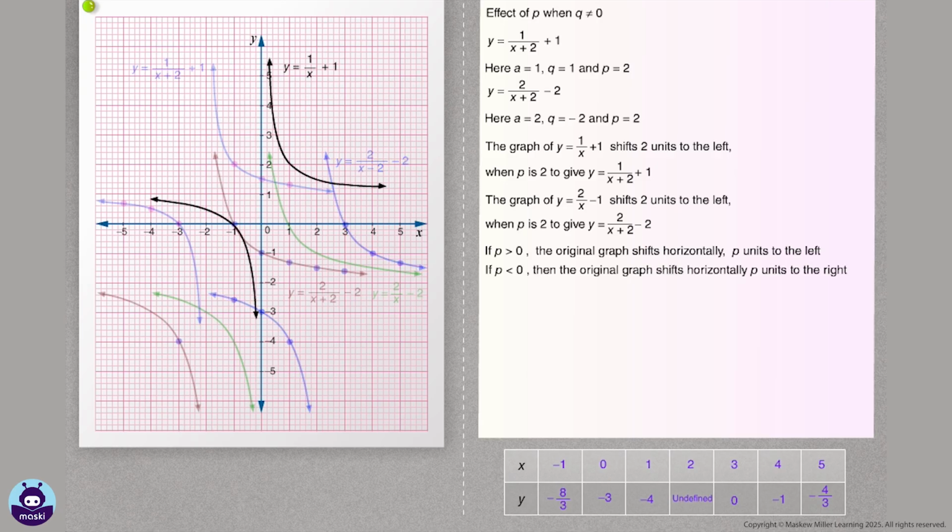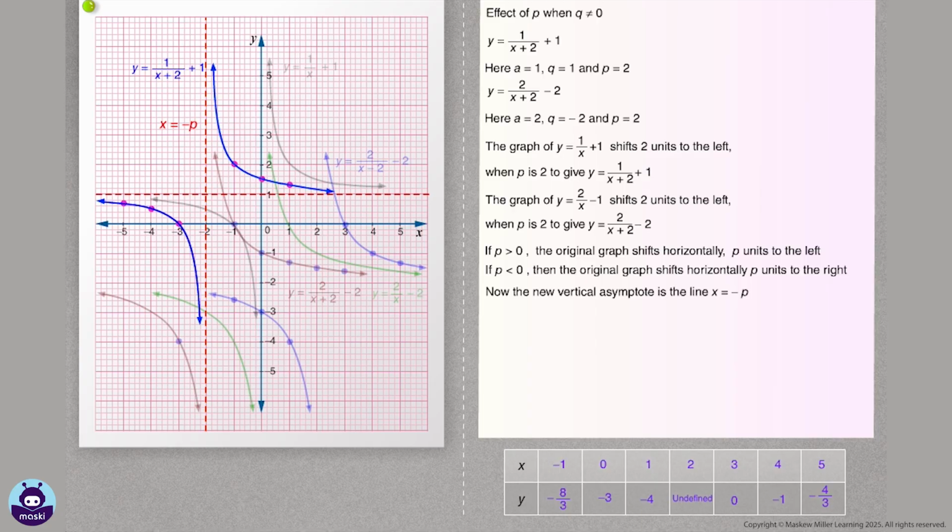Recall that the new vertical asymptote has also shifted by p units, whereas there is no change in the horizontal asymptote because of p. We shall study the effect of the parameter p on the characteristics of the hyperbola in subsequent sections.